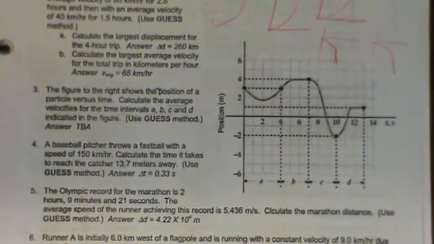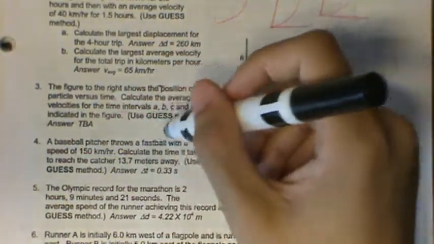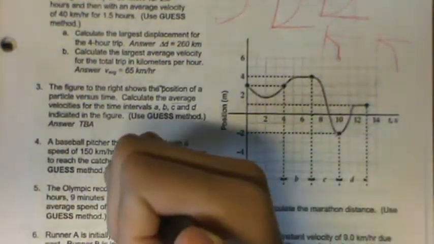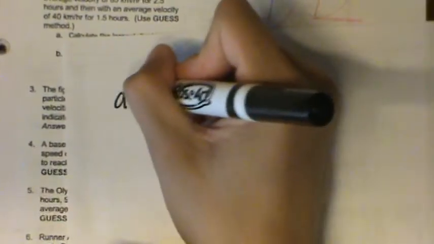Alright, on to question 4. It asks: a baseball pitcher throws a fastball with a speed of 150 kilometers an hour. Calculate the time it takes to reach the catcher, which is 13.7 meters away. So this one, again, is a simple one. It's just using displacement equals average velocity times time.